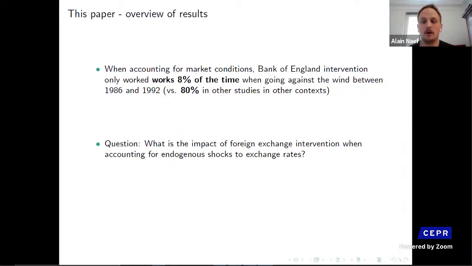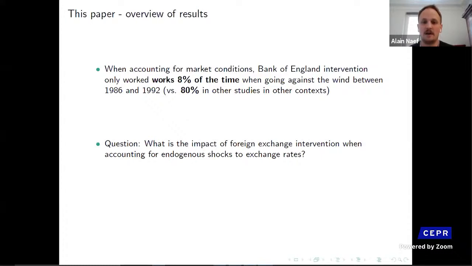interventions were successful 8% of the time when they were going against market conditions. And in other studies, which I'll detail more precisely later, we can find success rates for fixed exchange rate regimes of 80%. So I'm going to try to deconstruct these two figures. A lot of this presentation is going to try to convince you that potentially this 80% is a bit high, and then you make your own mind up on whether you believe my 8% or not. That'll be what we'll be doing today.